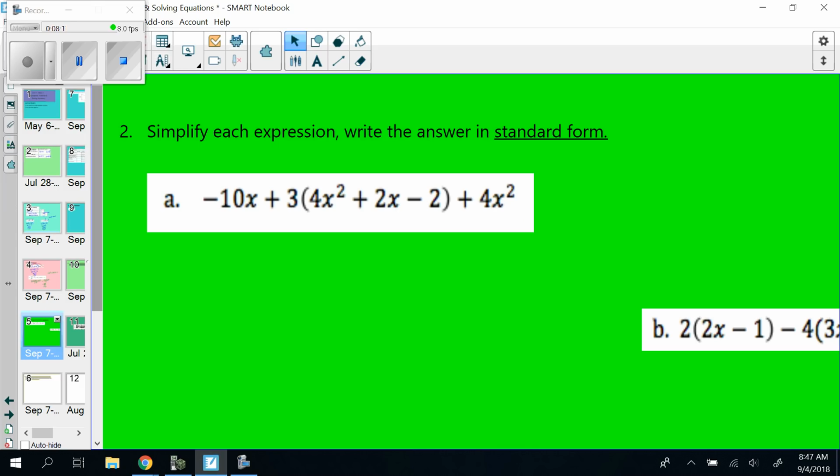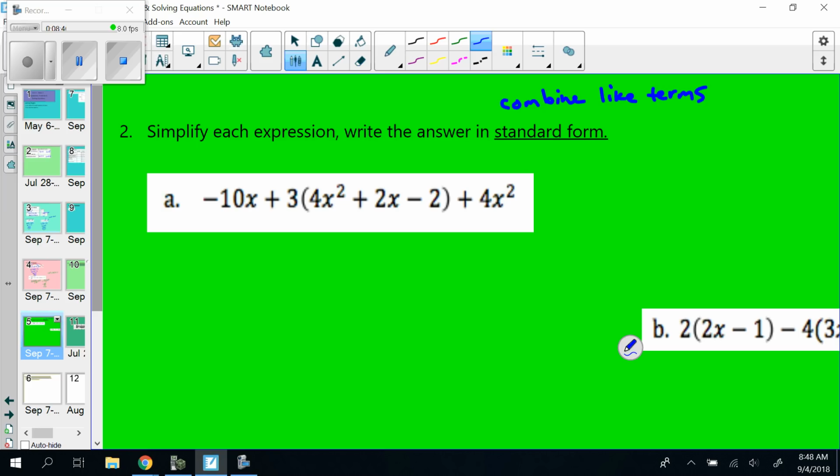All right, simplify each expression, write the answer in standard form. So if you have expressions that have variables, but we don't have any substitution, then you want to go through and simplify until you get all the expressions simplified. And then what standard form means is combine any like terms, being the same variable with the same exponent, and you usually write it from highest to lowest power, or that's also sometimes called degree, which we'll talk about in later lessons.